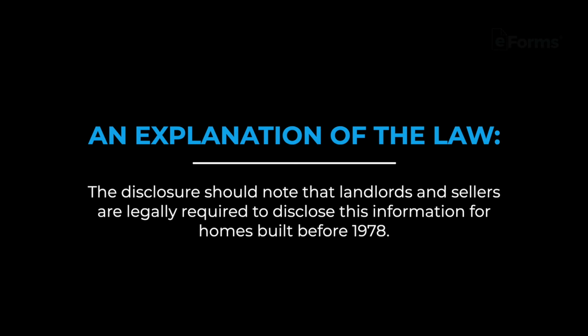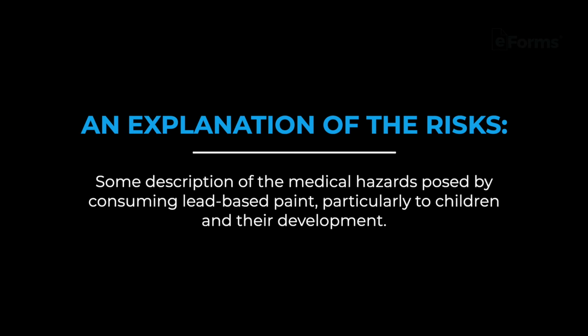So you own a property built before 1978. What should be included in a disclosure? The disclosure will vary slightly depending on whether the property is being sold or rented, but many of the requirements are the same. Here is what to include. An explanation of the law. The disclosure should note that landlords and sellers are legally required to disclose this information for homes built before 1978. An explanation of the risks. Some description of the medical hazards posed by consuming lead-based paint, particularly to children and their development.